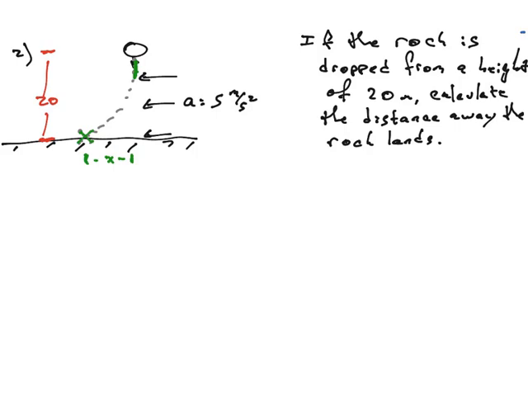So what do I know? Let's say these distances. The x distance, that I don't know, but it is what I'm calculating. The y distance, the rock is going to fall 20 meters, so it's going to travel downwards 20.